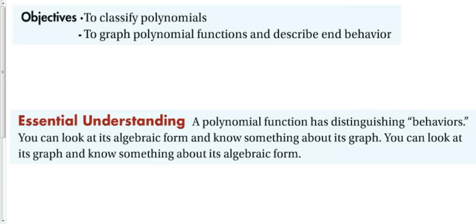And our essential understanding is that a polynomial function has distinguishing behaviors, things that happen that we can tell just by looking at an equation. We can look at its algebraic form and know something about its graph. You can look at its graph and know something about its algebraic form. It goes either way. Okay.